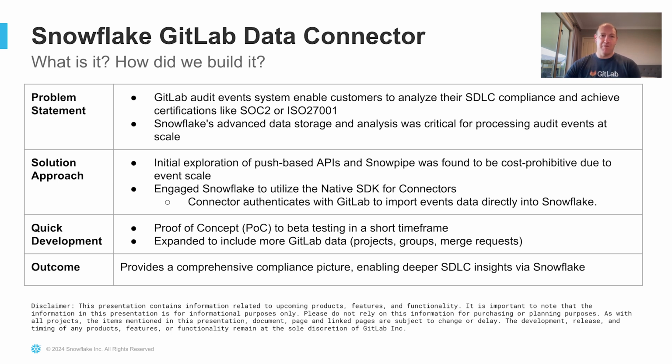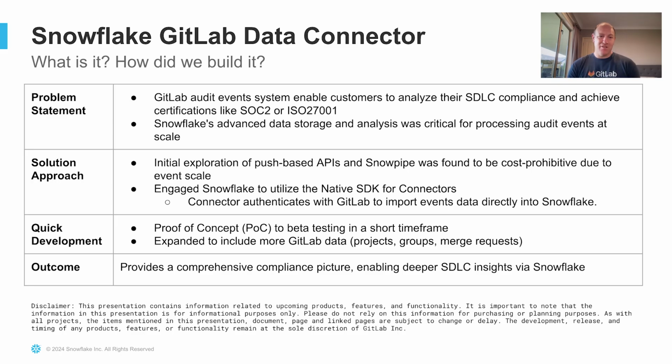From here, we were able to expand that out to all of our audit event APIs and get that data flowing into Snowflake and be able to show how to analyze, view and understand this data within Snowflake. With the success of the initial proof of concept, we were able to quickly expand it out to not just the audit events data, but also things like projects, groups, users, and merge request data. So other parts of the GitLab product that we hadn't initially thought this connector would allow us to do.